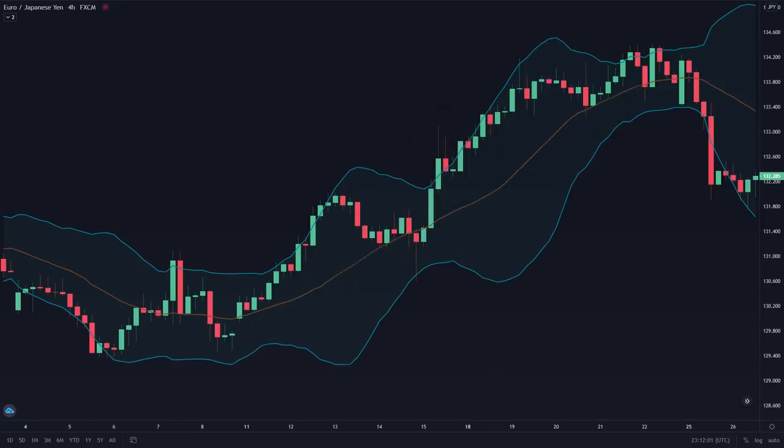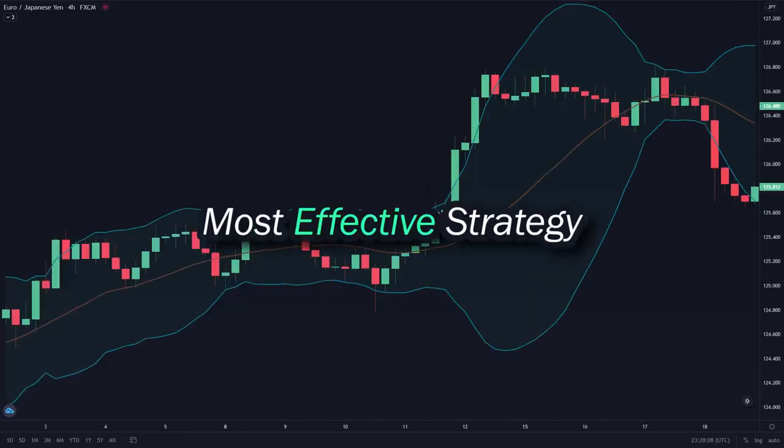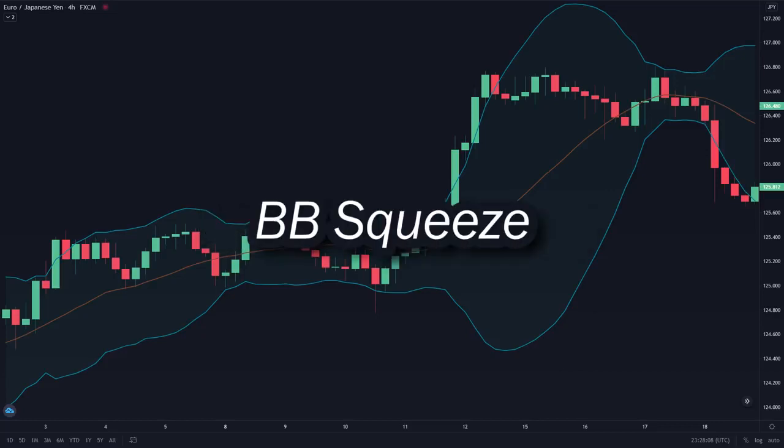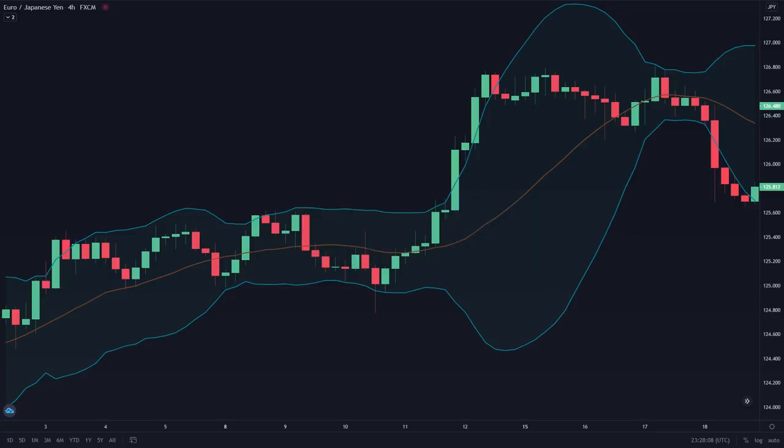So, after testing the Bollinger Bands indicator multiple times, I actually found the most effective strategy that you can use. And the strategy is called the Bollinger Band Squeeze. This strategy is based on predicting price breakouts using volatility.